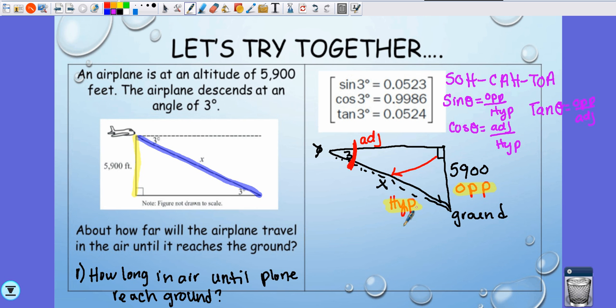So I've written down SOHCAHTOA, and I want to find my hypotenuse, and they gave me my opposite. The trig function that has both opposite and hypotenuse in it would be sine. So I'm going to choose sine because it has both opposite and hypotenuse in it. Here, I'm going to write the trig function that I'm going to use.